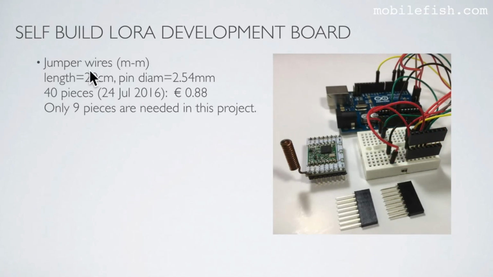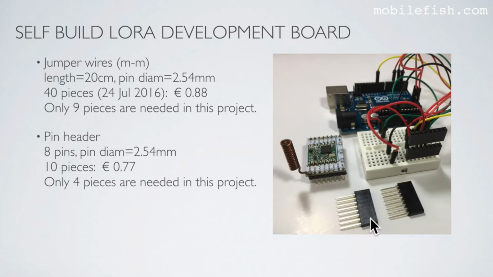Next, you need additional jumper wires, male, length is 20 centimeters, pin diameter is 2.54 millimeters. For 40 pieces, I paid 88 cents, but only 9 pieces are needed in this project. And pin headers, these pin headers. Each pin header has 8 pins, and the pin diameter is 2.54 millimeters. For 10 pieces, I paid 77 cents, but only 4 pieces are needed in this project.